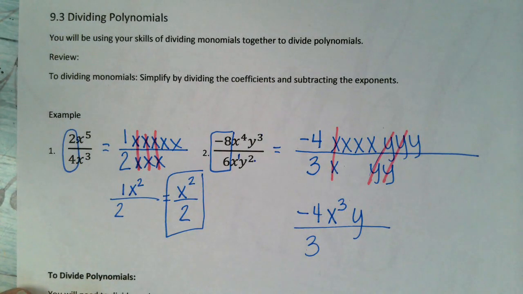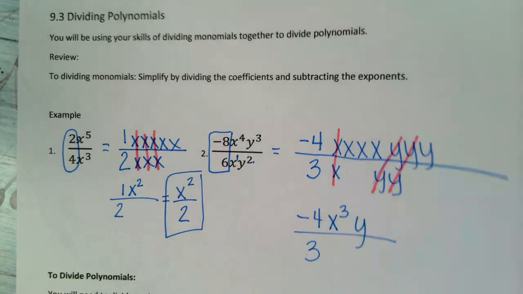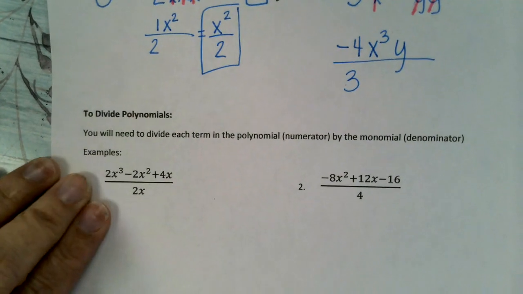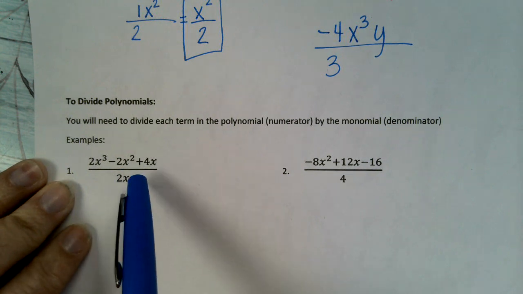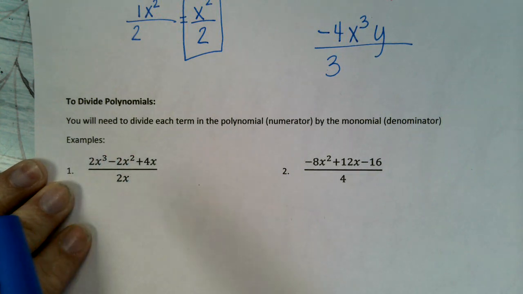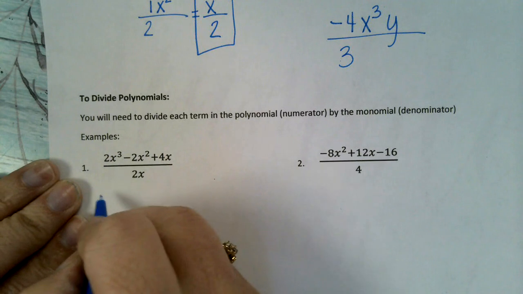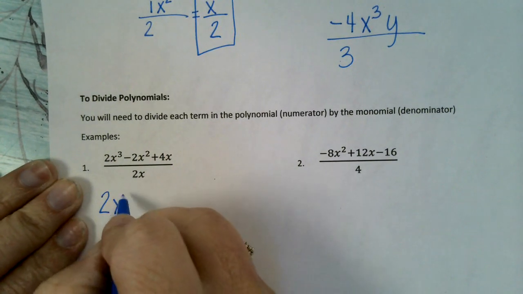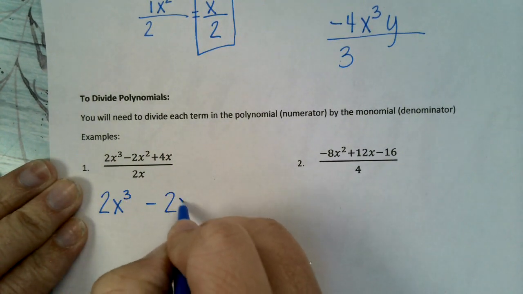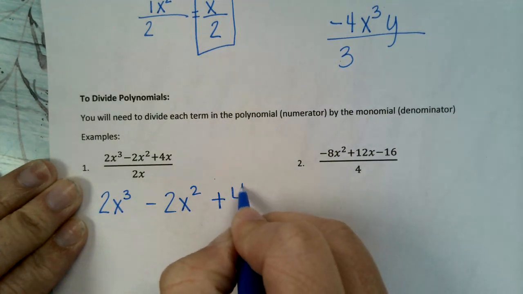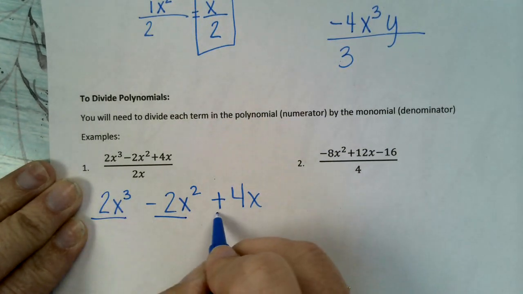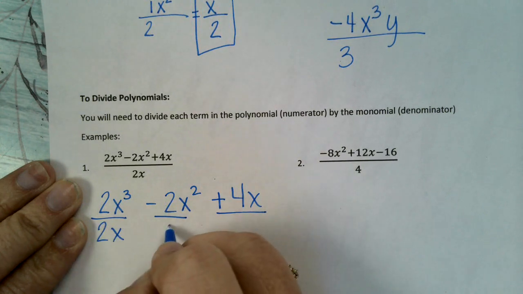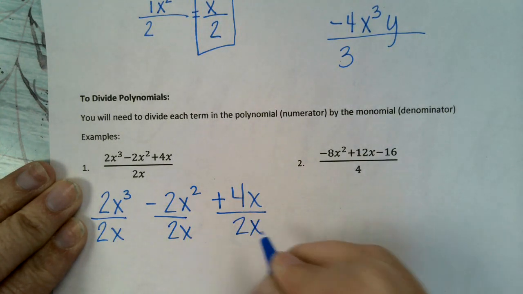And we're going to use that thought process in order to divide polynomials. You are going to take this 2x and divide it by every single term in the numerator. So in order to do that, I'm just going to rewrite it: 2x cubed minus 2x squared plus 4x. And the 2x is going to be divided by every one, so I'm going to put it underneath every single term so you can see it a little bit more clearly.